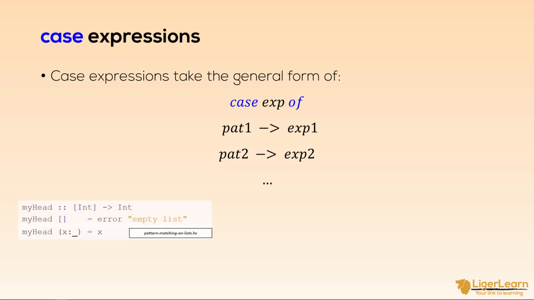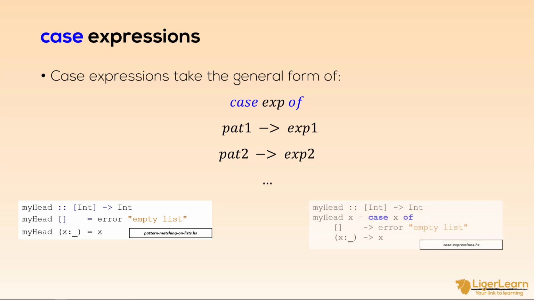If you remember, we previously defined a function called myHead, which returned the first item in the list which was passed in as an argument. The function assumes that the list is non-empty, and so if an empty list is passed in, it simply raises an error. On the right is how we would define this same function using case expressions. You can see, at the point of the function definition, we just use x to match all potential lists of ints, and then we use the case x of construct to define our pattern matches.